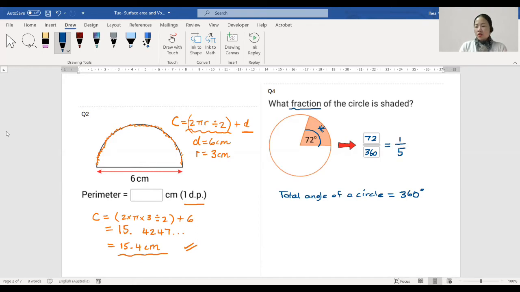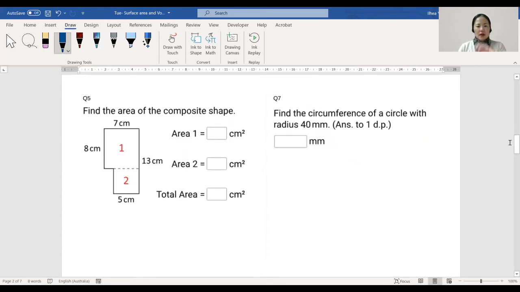Of course, you can just use a calculator. You just put it in, 72 over 360. You will get the answer 1/5. Okay, question 5. Find the area. This time we have to look for area. So, and composite shape. What does that mean? It has more than one shape. Put it together. So I'll put first rectangle as my area 1, the second little rectangle as area 2. So I need to find area 1, area 2, and then add them together will give me total area.